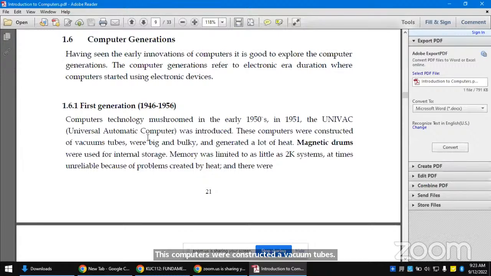The other thing I didn't mention is that you look at the technology. For this one, we are talking about vacuum tubes. Vacuum tubes are a technology you need to know about. They were very big and bulky, and they generated a lot of heat.